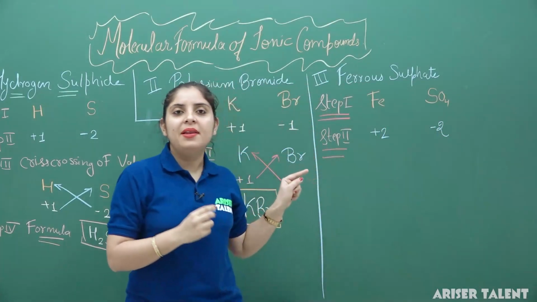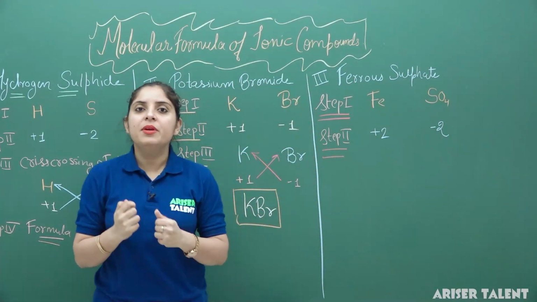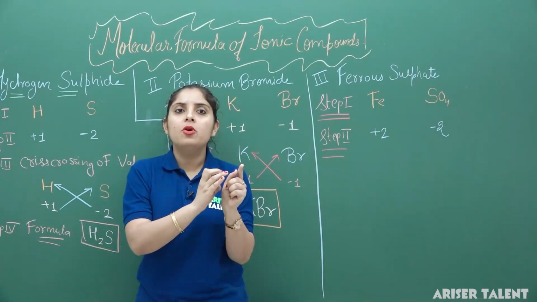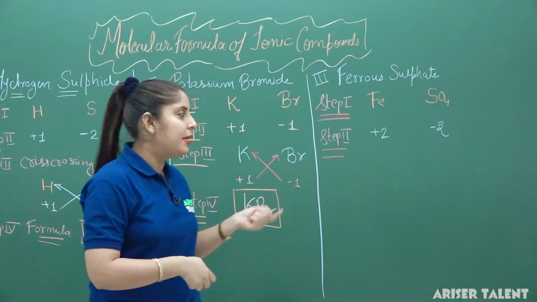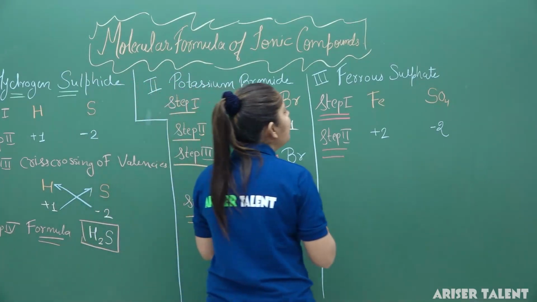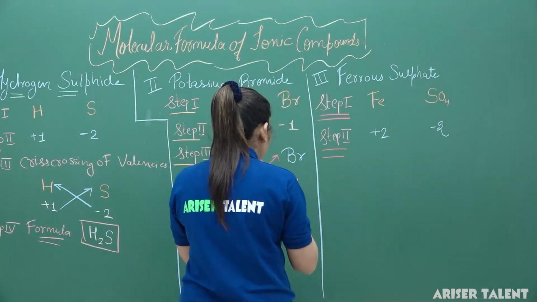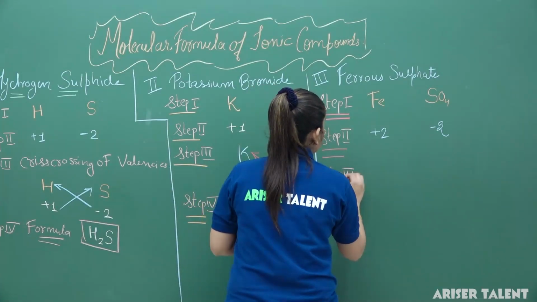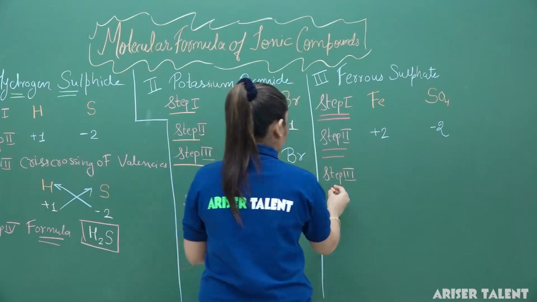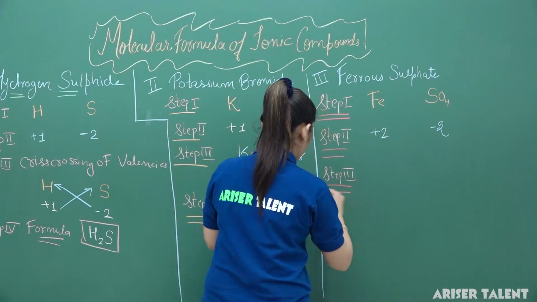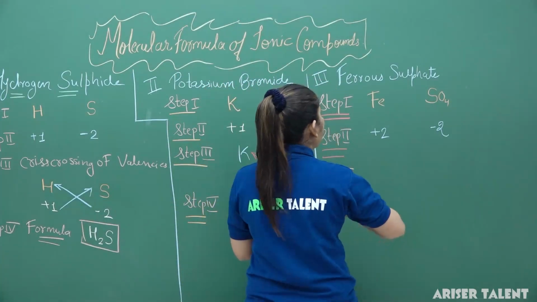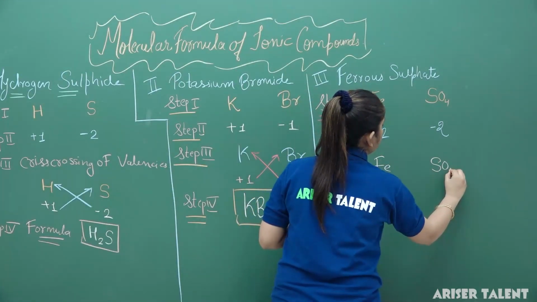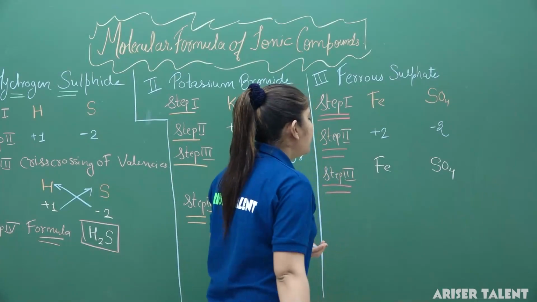For writing these valencies, it must be remembered that we have to learn the tables for electropositive and electronegative elements separately. Now we will again do the crisscross of valencies. Here we will crisscross the valencies. We have Fe and SO4 here.